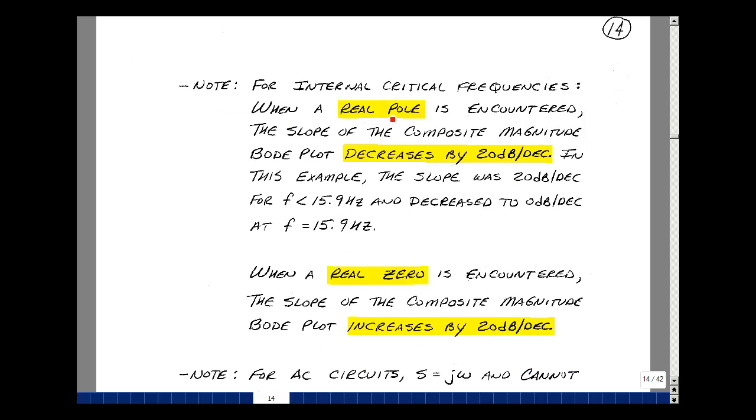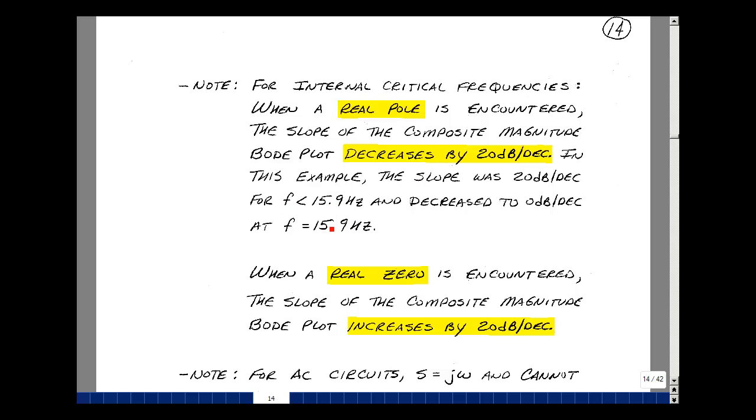For internal critical frequencies, when a real pole is encountered, the slope of the composite magnitude Bode plot decreases by 20 dB per decade. The reason for this is that a pole is a form 5. We go from 0 dB per decade below omega c, and then as we pass through omega c, the slope changes to minus 20 dB per decade.